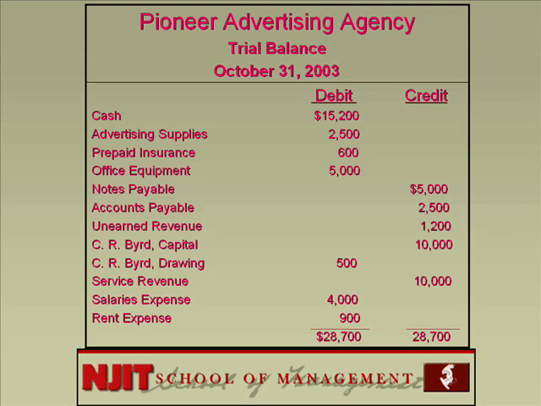I want you to do a little exercise for me. I want you to open T accounts. Start with the top and work down. For example, you start with cash, have a T account, and you have for cash left entry 15,002. Write another one for advertising supplies, T account, and you have a left entry 2,500. Open another one for prepaid insurance, a T account, left entry 600, and you keep going.